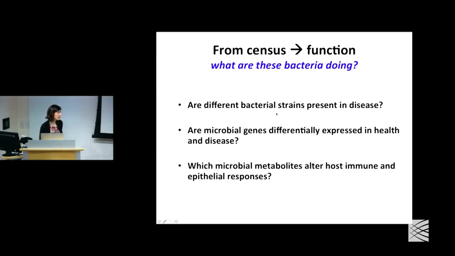So the first question I kind of alluded to already is, are bacterial strains different in disease versus healthy samples, even for the same species I'm talking about now? Are there genes that are differentially expressed in health or disease? And are there microbial metabolites that are altering host either immune cell or epithelial cell function in the gut?